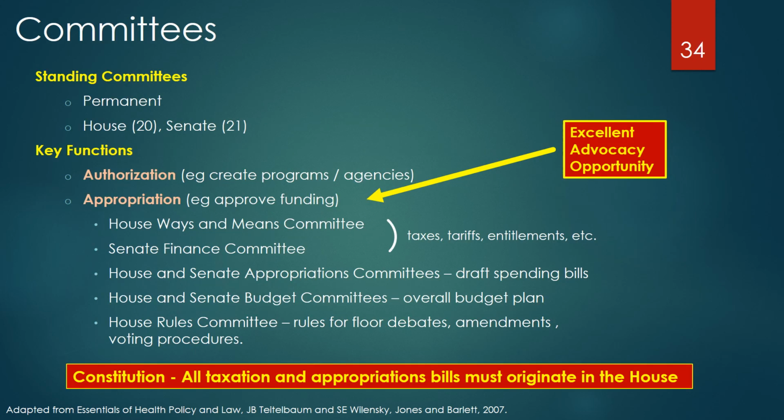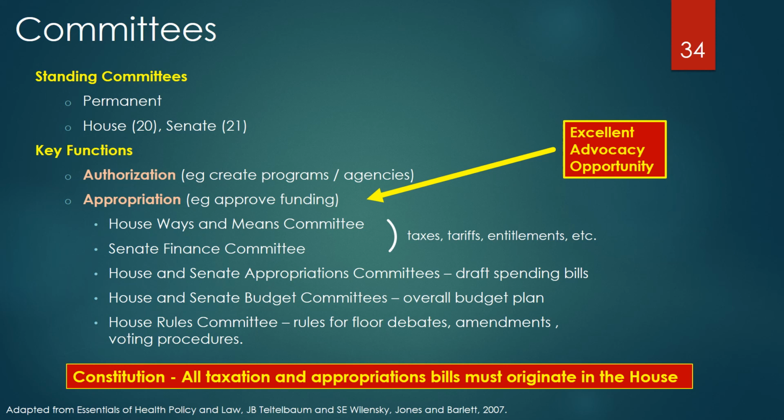Standing committees in the Senate and House are generally permanent committees. There are currently 20 standing committees in the House and 21 in the Senate. Some key functions of committees include authorization and appropriations functions. Authorization means that a committee may create or authorize programs or agencies.